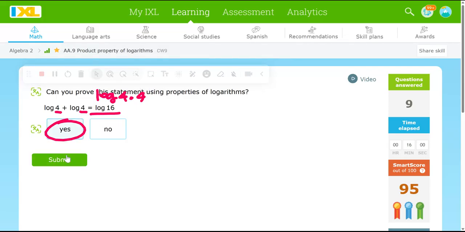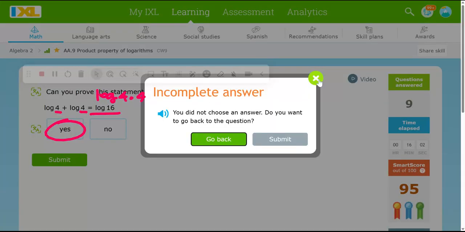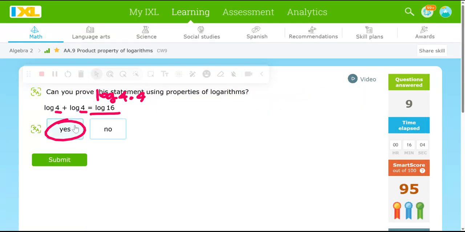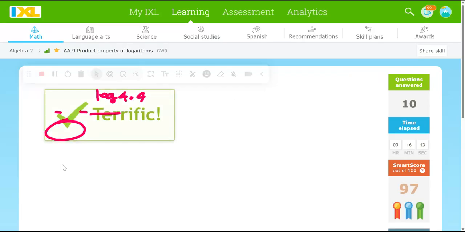Here we go. Incomplete. Let me click on the option yes, it is. Let me click one more time. Here we go. Submit.